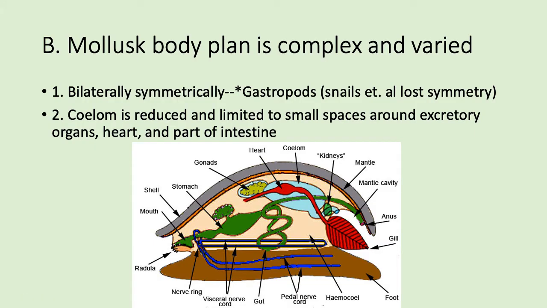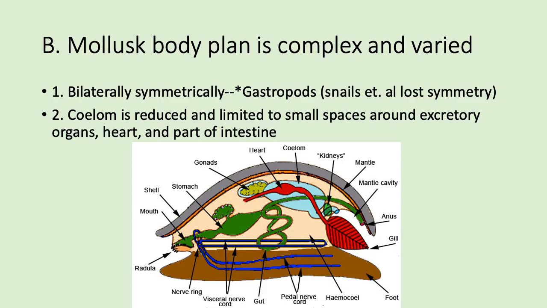The body plan is a little bit complex, and it does vary between each class. They are bilaterally symmetrical. However, the gastropods are not. They're close, but they are not, and I'll explain why. I think it's either the mouth or the anus that is just off to the side, so it's not a 100% mirror image when you cut it down.